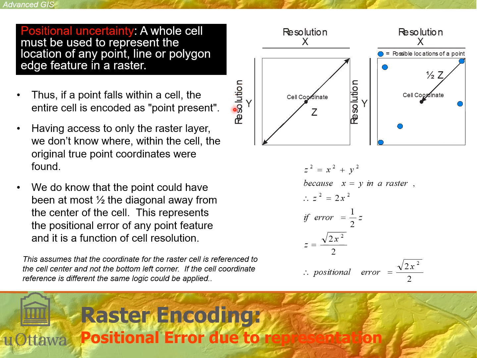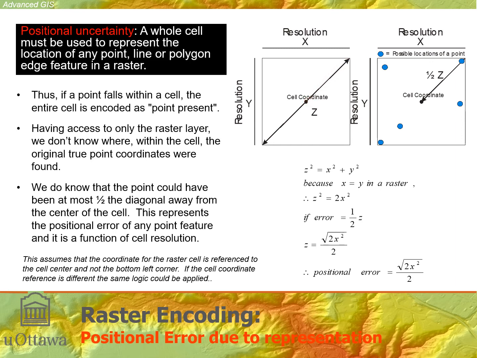So looking at these two diagrams at the right-hand side, they look a little complicated to start with. But again, it's the same as we just saw on the previous slide. We have a single cell here, and it has a resolution in X and a resolution in Y. And then it has a hypotenuse right here. And for a given resolution, we can figure out what the hypotenuse is and divide it by 2 to get half the hypotenuse right here. And that tells us the location uncertainty of any feature encoded within that raster layer due to the cell size.